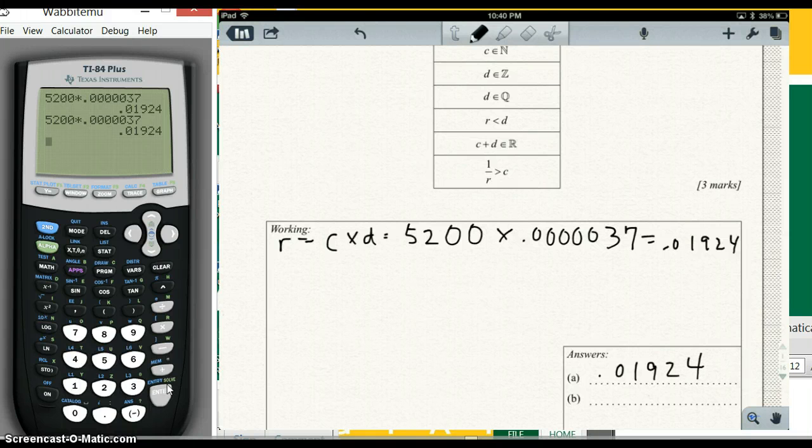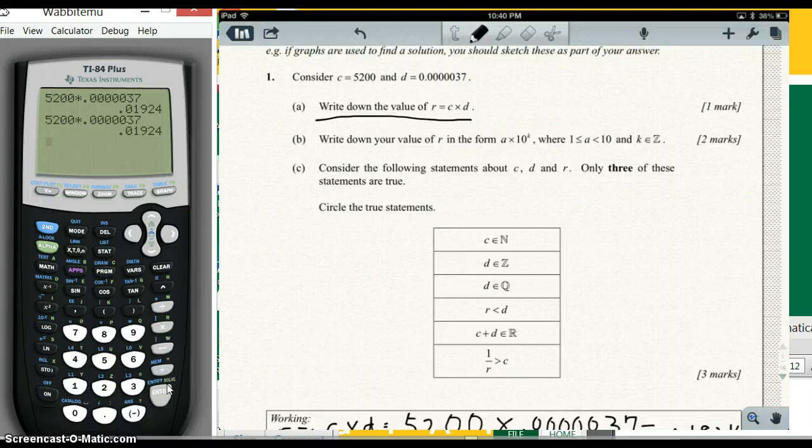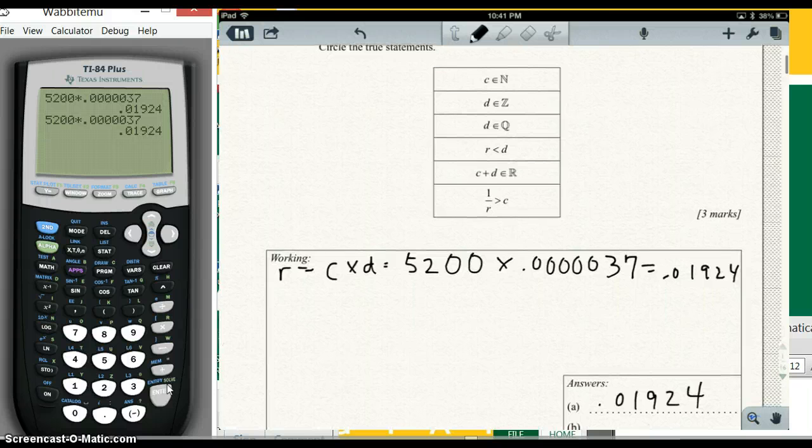Okay. And then we go to part B. Part B says, write down your value of r in the form of a times 10 to the k, where a is between 1 and 10, not equal to 10, and k is an integer, which is a positive or negative whole number. So, okay, we are going to write 0.01924 in scientific notation. As we just read, the first number in scientific notation should be the significant digits, the digits that are not 0. And we just need to figure out where to put the decimal point.